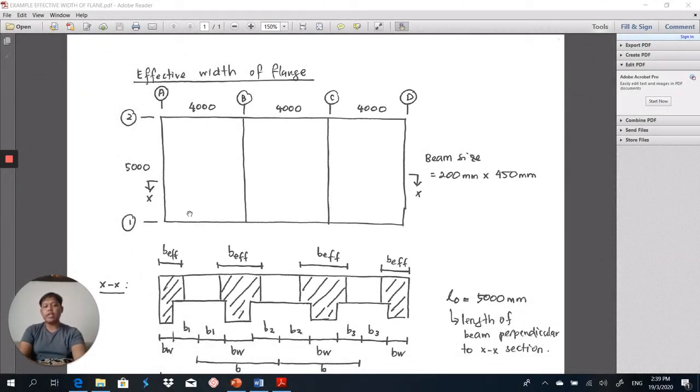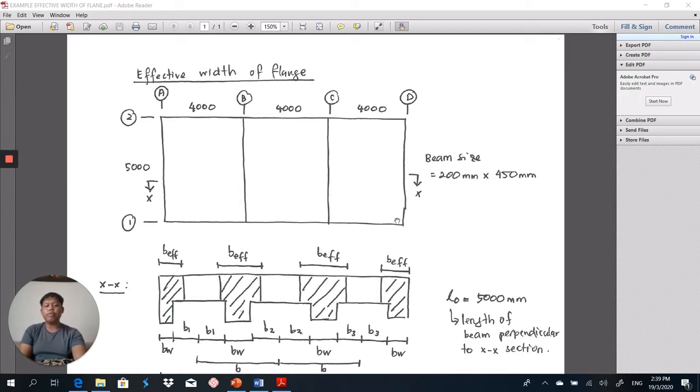Today I'm going to share with you how to determine the effective width of flange for the reinforced concrete flange beam. Here is the structure layout plan with three spans of beam, which is continuous here and simply supported here. So there are three spans for the x-axis and one span for the y-axis. Given here, the beam size is 200 millimeter times 450 millimeter.